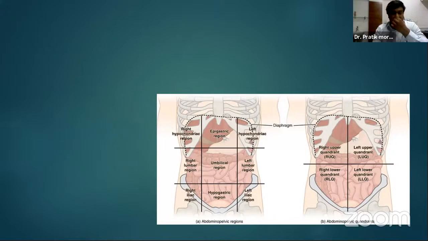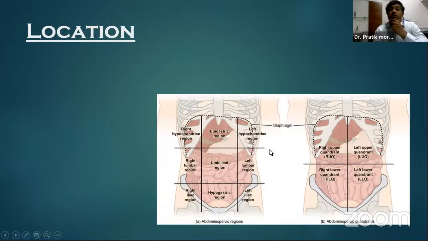Okay. Then we should see the location. Anatomically, it is extremely important to understand the location. You must have learned the 9 quadrants or the 4 quadrants. Okay. The 4 quadrants are right upper, right lower, left upper, left lower. Likewise, there are 9 regions also, right hypochondriac, epigastric. You must have done all these things.